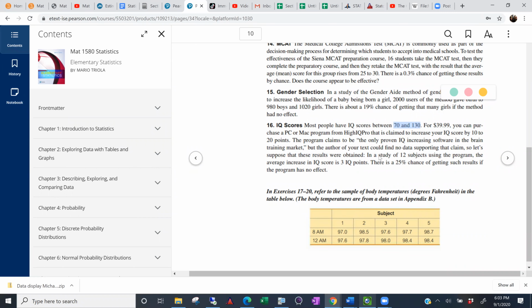So let's suppose these results were obtained. In a study of 12 subjects using the program, the average increase in IQ score is 3 IQ points. And there's a 25% chance of getting those results if the program has no effect. So let's take a look at these one at a time. First of all, in terms of statistical significance, if there's a 25% chance that you got these results by luck, is that a statistically significant result? No. Typically speaking, you want to prove your results beyond a reasonable doubt, and for us, that reasonable doubt is a 5% level. Because there's a 25% chance we could have got these results by luck, we didn't meet that threshold. So this is not statistically significant.